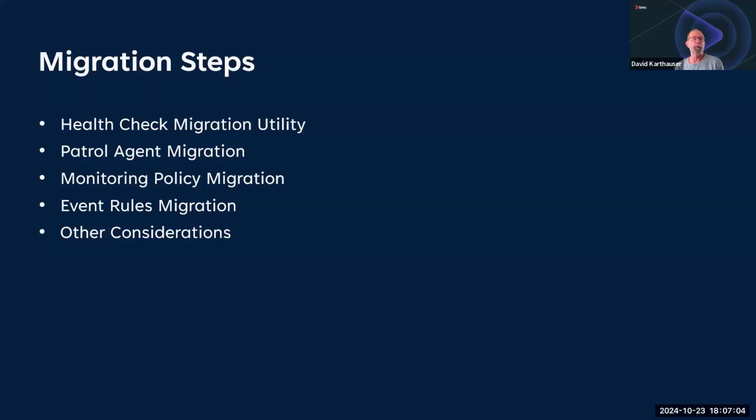Now, there's the health check migration utility, which you can run. And obviously, if you're using Patrol agents, how do I migrate my Patrol agents? They're currently configured using the infrastructure policies, and we need to migrate those to monitoring policies. And then our event rules and policies, which are your MRL, our event policies, how do I migrate those? And then we'll talk about other considerations.